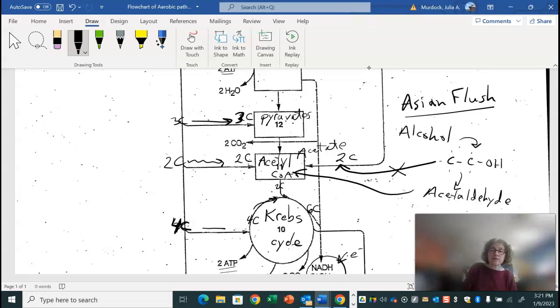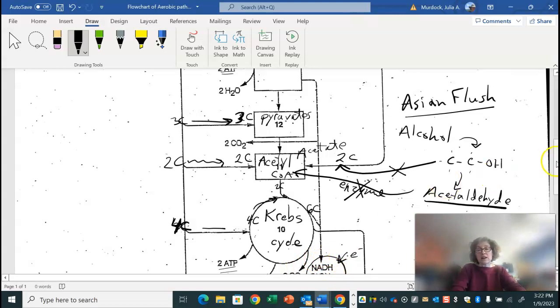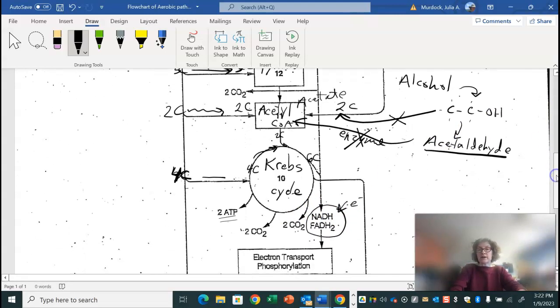So the enzyme that normally allows this conversion isn't working, and that is directly caused by genetics. The gene for that enzyme has a mutation in it, and it's not working. So that means that this acetaldehyde right here, which is a 2-carbon compound that looks a lot like acetate, but is slightly different, and it won't go in with these enzymes over here.